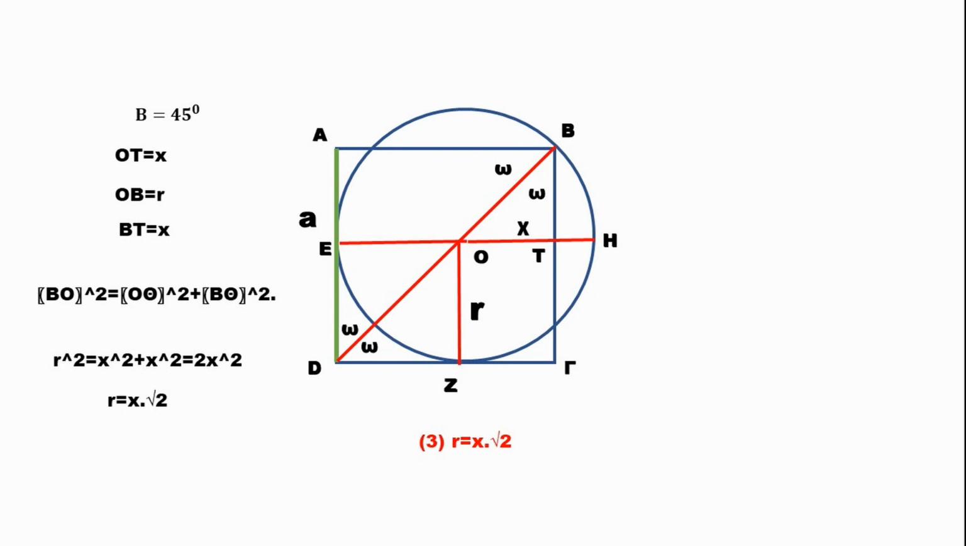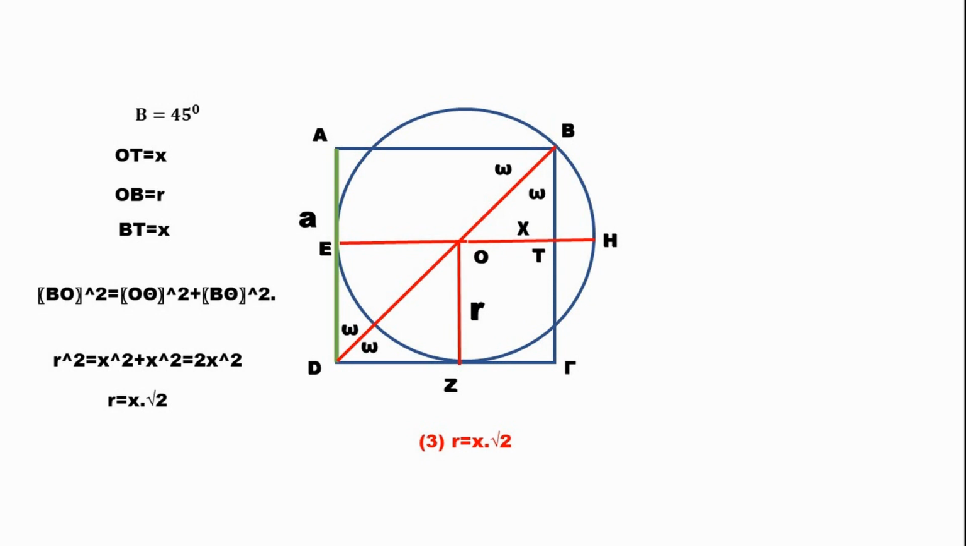Solution, continued. DO extended will pass through B because of the square. Therefore, DB will also be a bisector of angle B. So, B equals omega equals 45 degrees. The triangle OTB is an isosceles right triangle. So, OT equals BT equals X. Also, we have OB equals R.